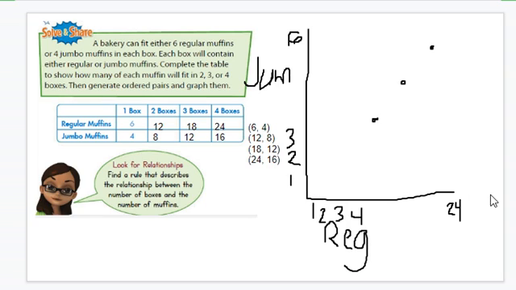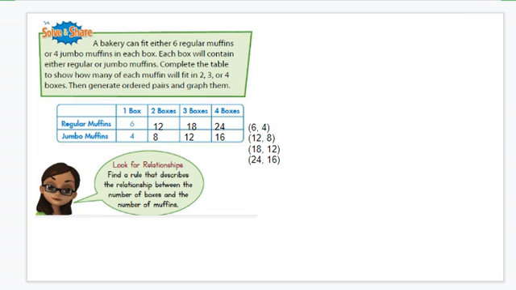And then the last one, over to 24, up to 16. And then you would connect your dots in that beautiful line that I have. So now we have completed the table and we have generated our ordered pairs here and then graphed them. Next, let's look at another example.